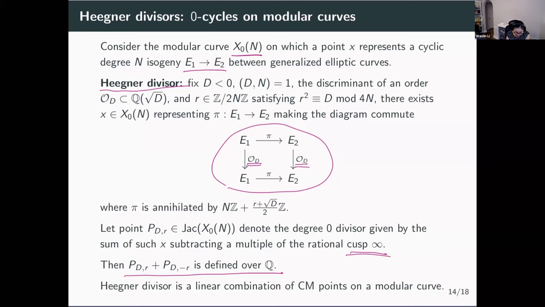And the Schoen divisor is just a linear combination of CM points on a modular curve. So they are supported on CM points, and it's very clear from this construction. The important thing about Schoen divisors, in our language of algebraic cycles, is that these are some zero cycles on my modular curve. And the important thing about these zero cycles is that we have a method to show non-triviality of them.